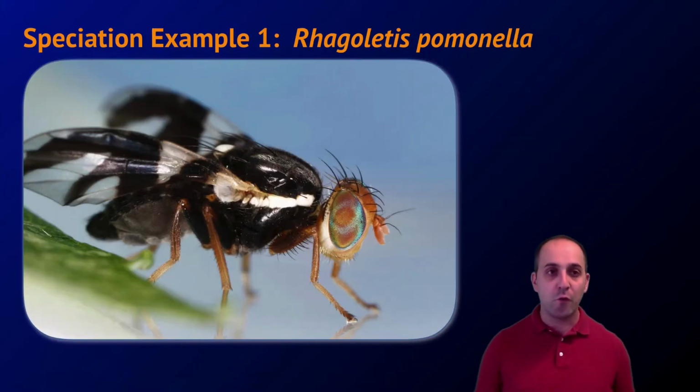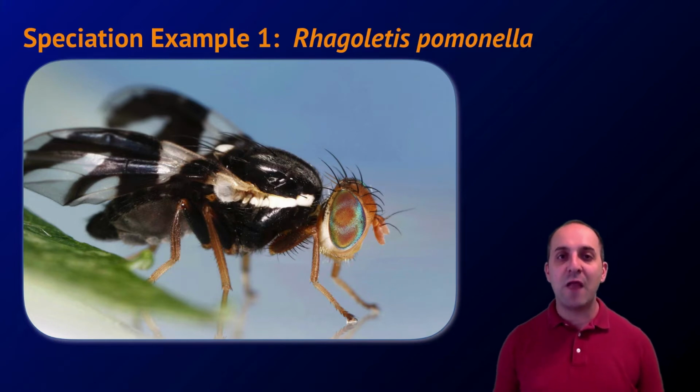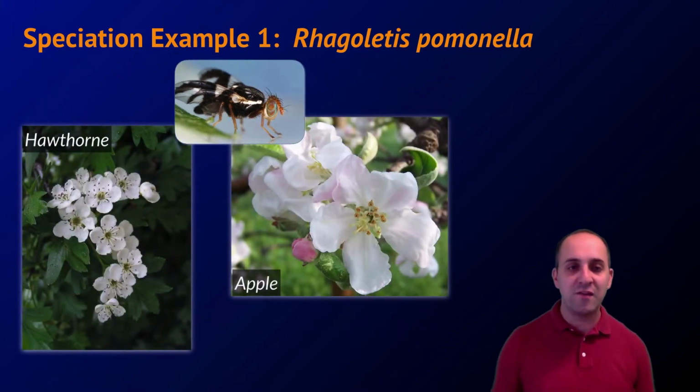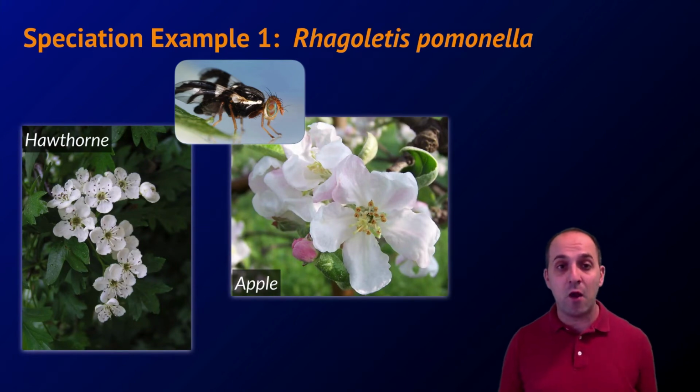So let's move on from here, and let's talk about some of the examples of speciation that I can point to for you. One example is the fly Rhagoletis pomonella, which is a fly that originally lived entirely on hawthorn plants in North America.